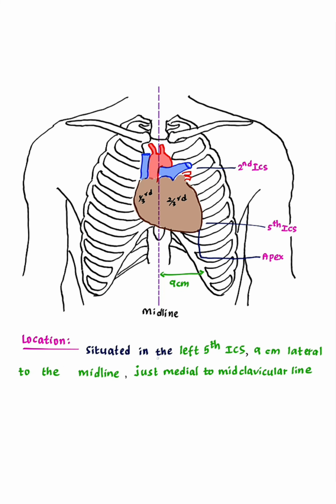The apex is situated in the left fifth intercostal space, 9 centimeters lateral to the midline, just medial to the midclavicular line.